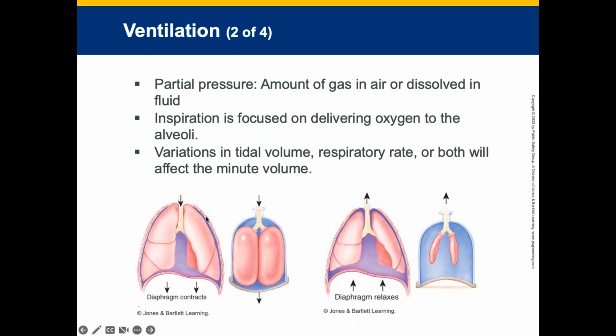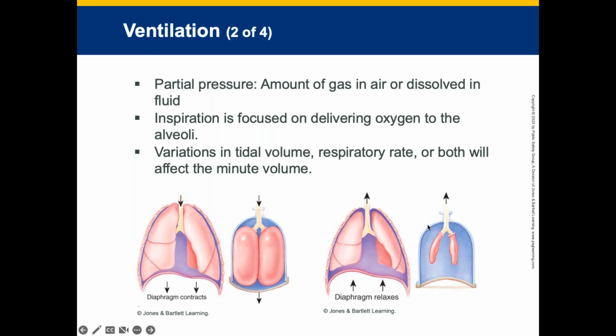All right, so partial pressure is the amount of gas in air or dissolved in fluid, such as blood. This is measured in millimeters of mercury. The body attempts to equalize partial pressure, which results in oxygen diffusion across the membrane into the blood. Atmospheric pressure is normally higher than air pressure within the thorax, so during inhalation a slight vacuum is created. Gases such as oxygen will then move from an area of higher pressure to an area of lower pressure until pressures become equal.